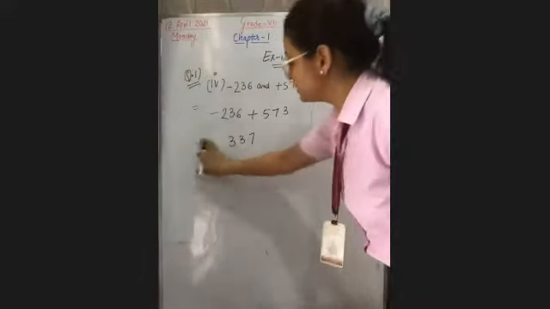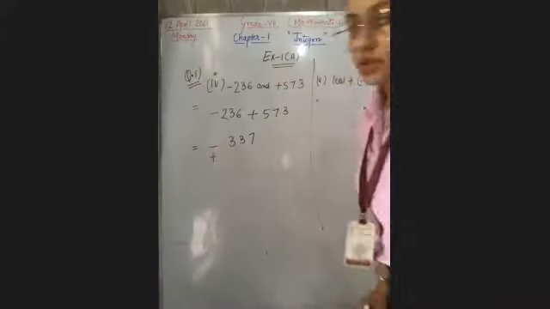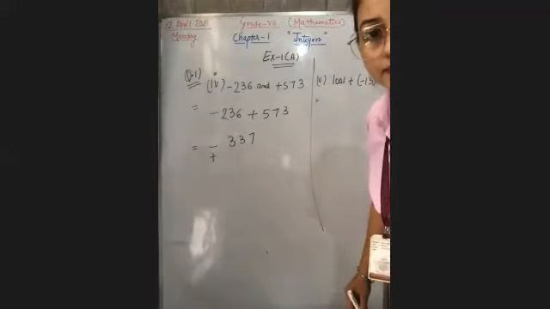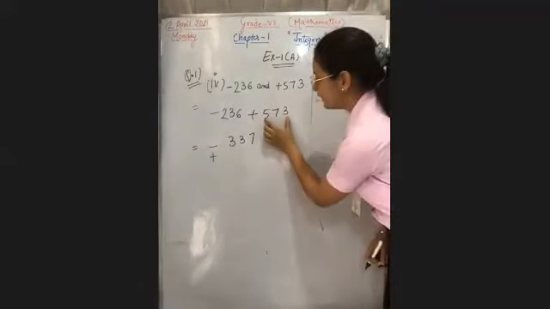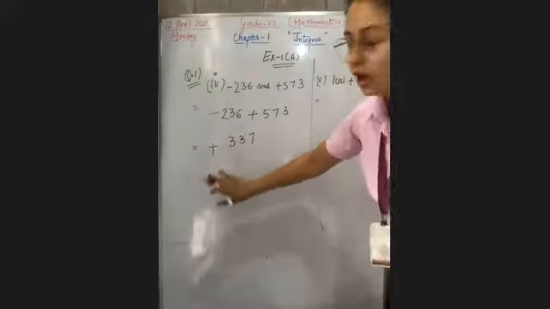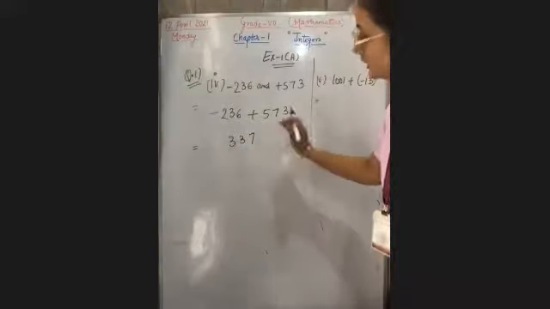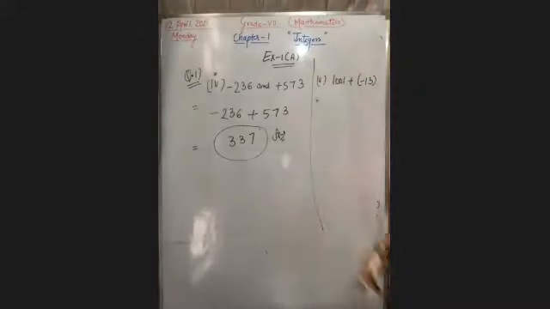337. And please tell me, should I write here a minus sign or a plus sign? Very good. Because the bigger value is 573, the sign will always be plus. You can write plus or you can leave it like this. It means it is a positive value. Okay, very good.